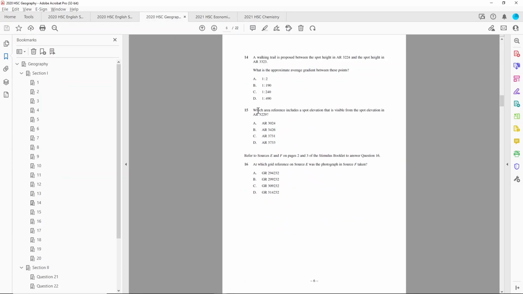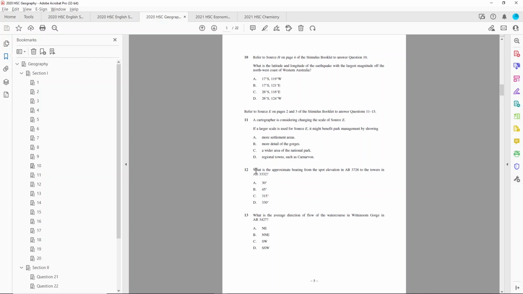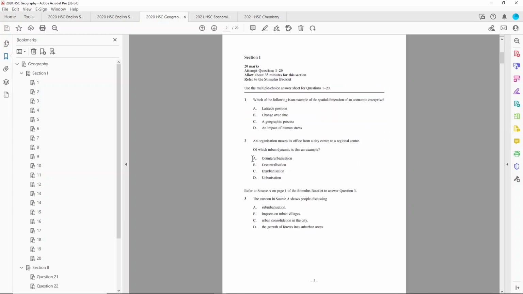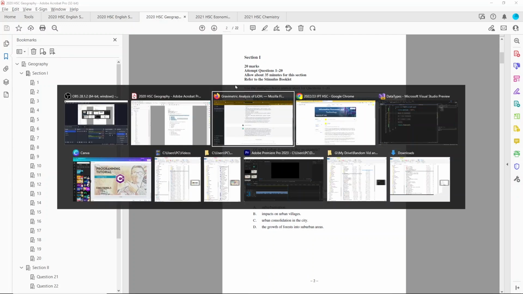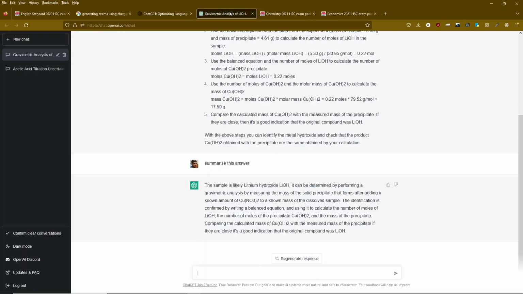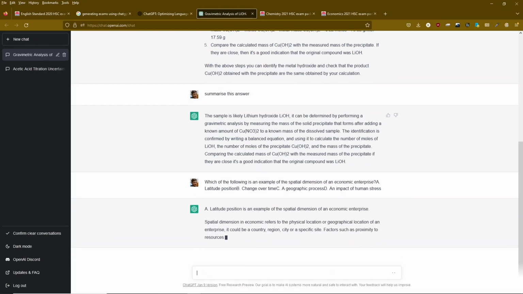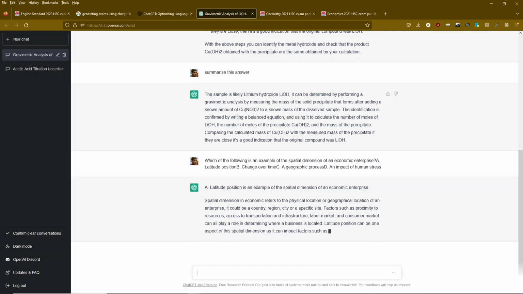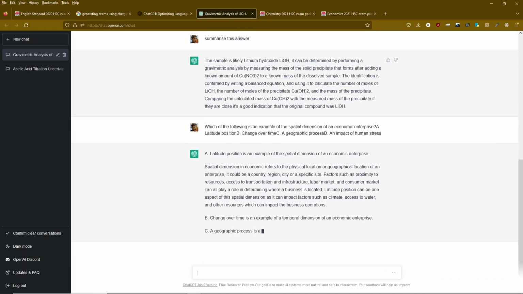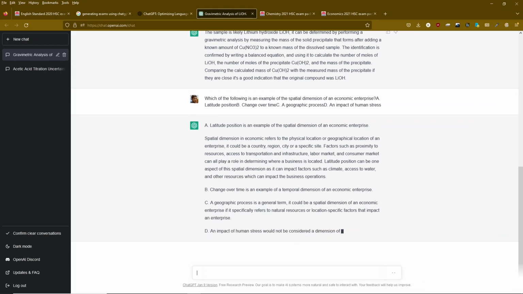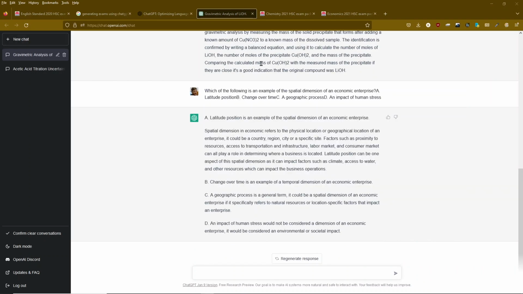Then I went to geography, just to have a look at a multiple choice question. So I hunted around for a good one that didn't refer to a picture. I got that, just copy, paste that in. And you can see that it doesn't just give you an A, B, C, or D. It actually gives you a justification of why it chose its answers, which is actually better than what NESA gives you.